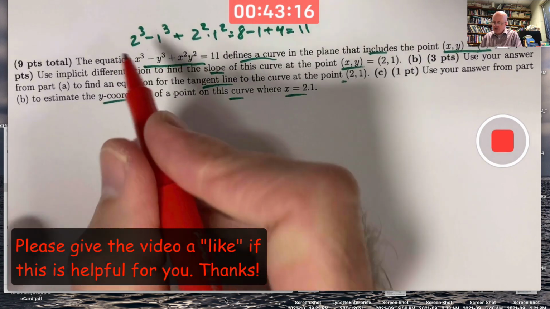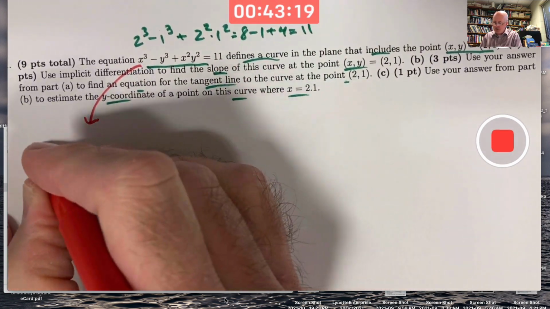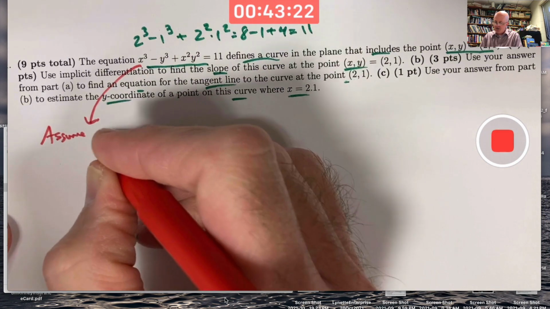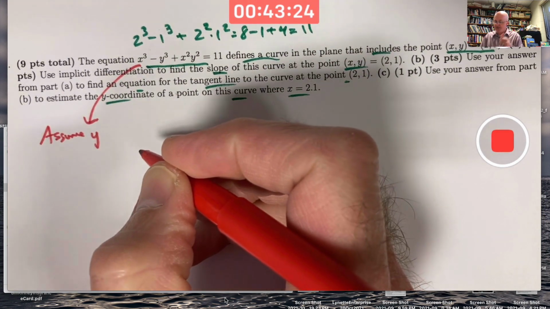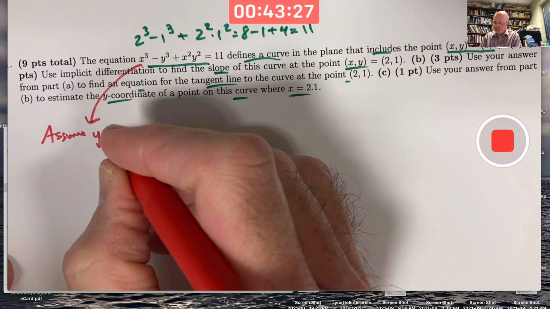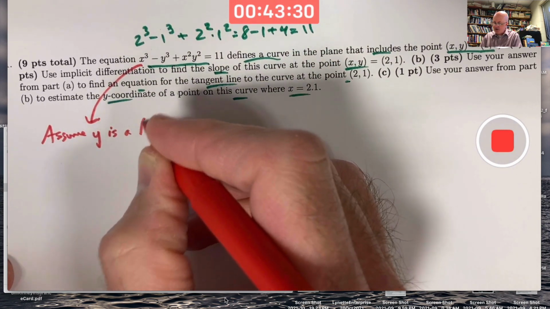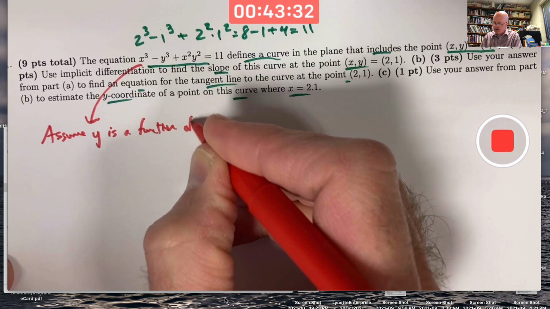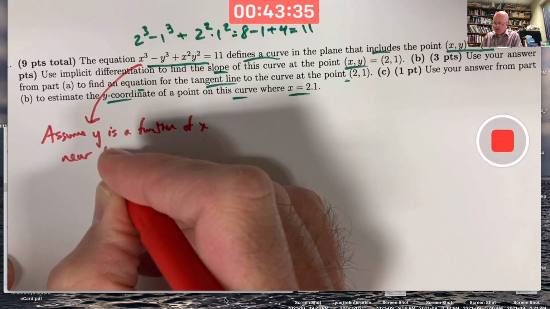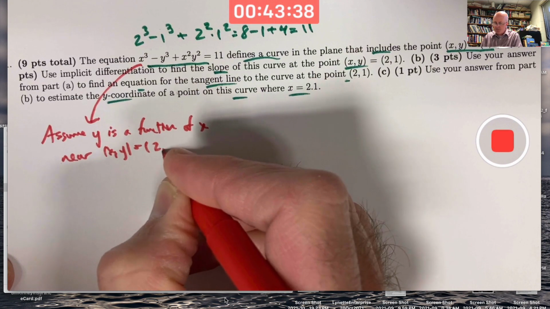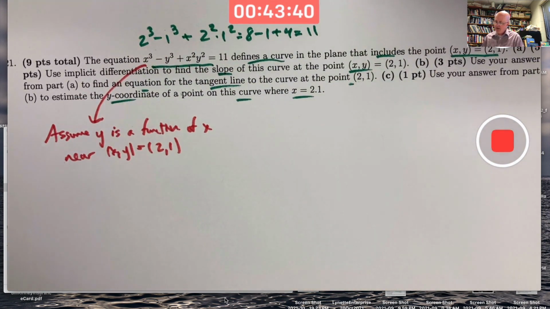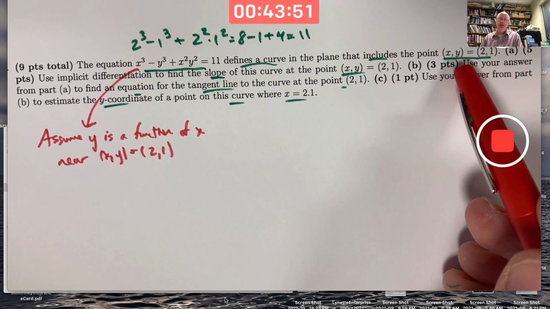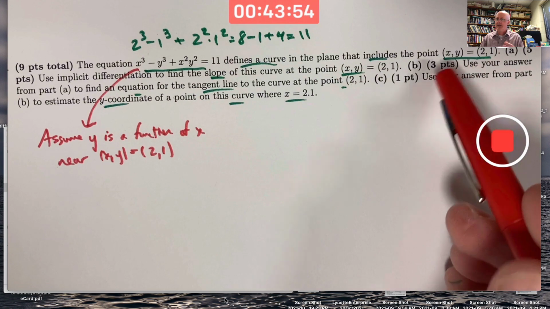Being an implicit differentiation problem, we need to assume this equation defines y as a function of x near the point in question. Y is a function of x near the point in question, which has coordinates (2, 1). It's possible this curve fails the vertical line test. It's possible that overall it's not a function of x. But near this point, probably it's a function of x if you just take a piece of the graph.